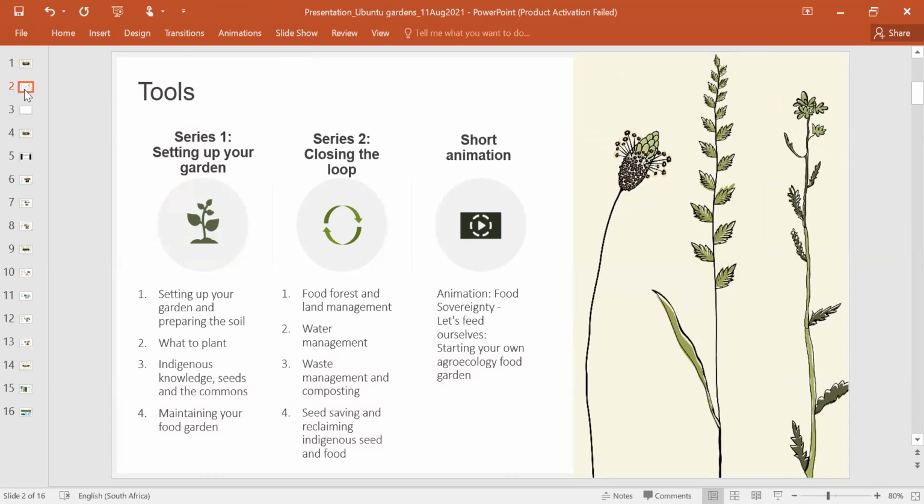Then we had another series on looking at how we can close the loop in our food gardens, and that covered topics such as food, forest, and land management, water management, waste management, and composting, and then seed saving and reclaiming indigenous seed and food.